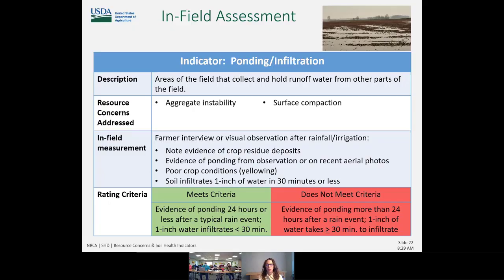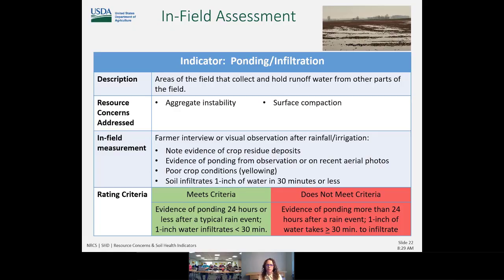You can also use your own visual observation after rainfall and irrigation. If you're not seeing standing water, you can also assess evidence of crop residues that may have been moved by water, that you see deposited in a certain pattern that might reflect that there was ponding that occurred. And you might also be able to observe in the field or in recent aerial photos the patterns of ponding and infiltration. And you might also see evidence of poor crop conditions.